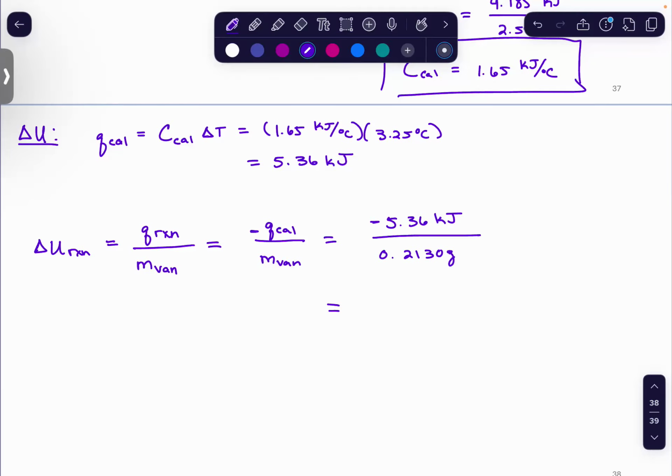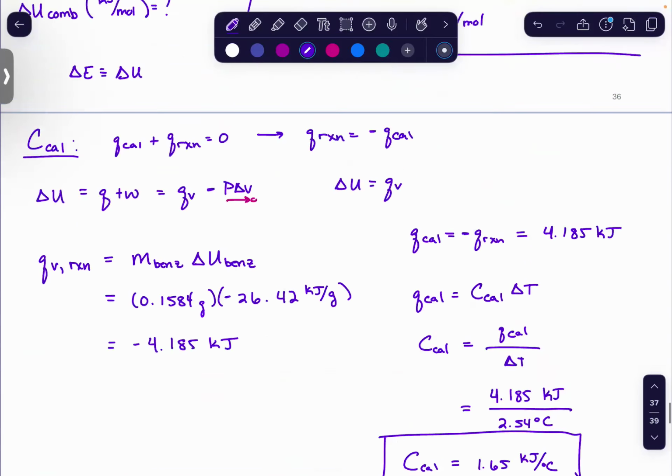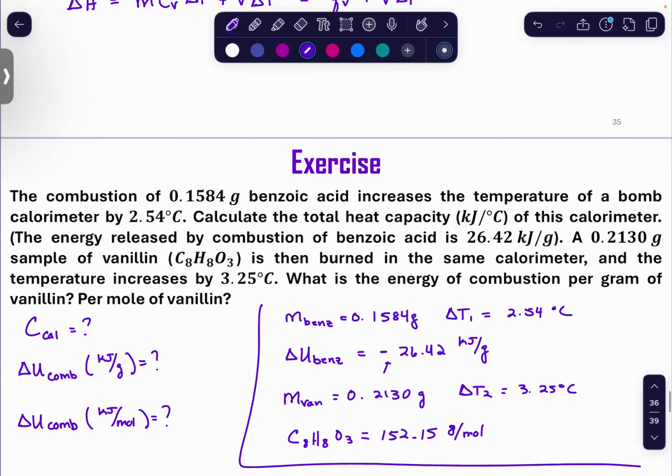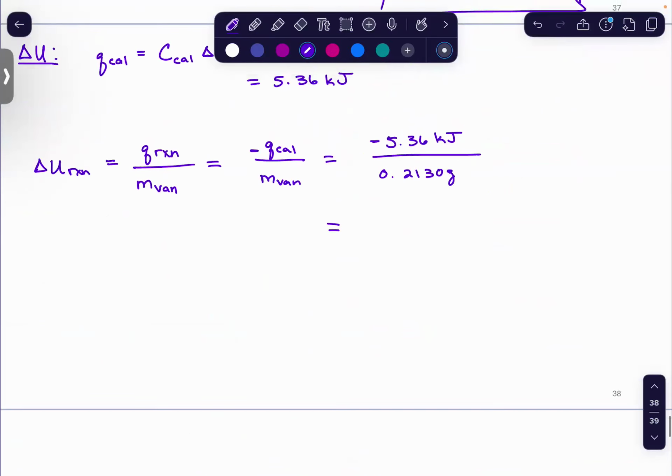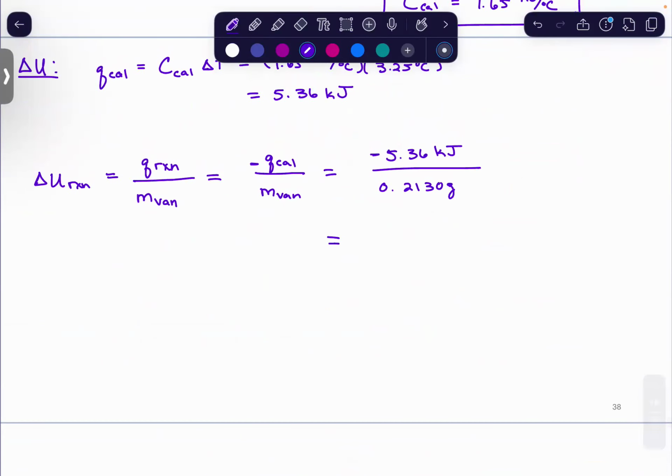And so our first delta U, so what exactly did it say? What is the energy of combustion? So our first energy of combustion, so the energy of our reaction, is going to be a negative 25.2 kilojoules per gram of our compound.